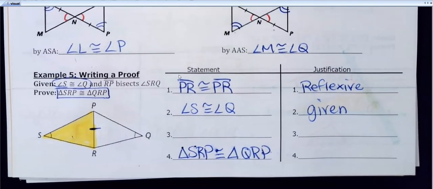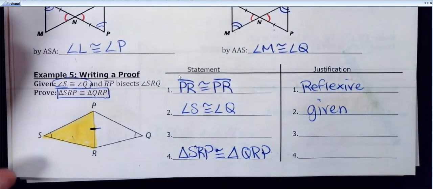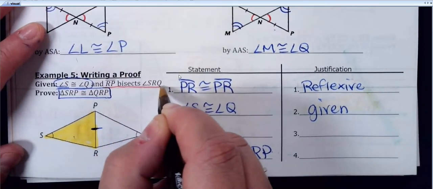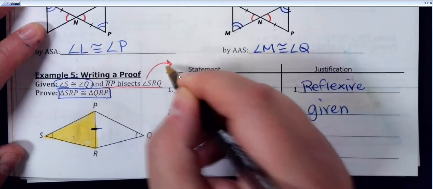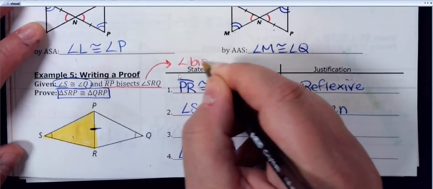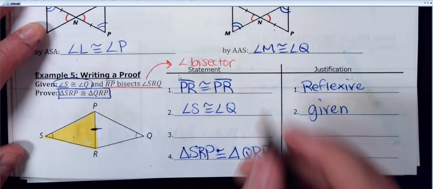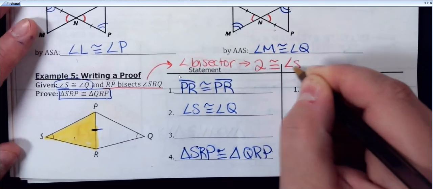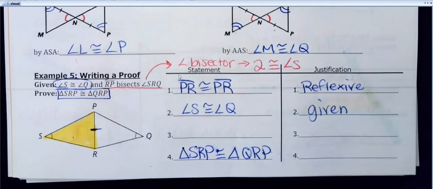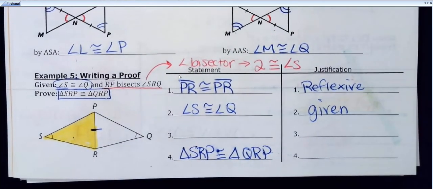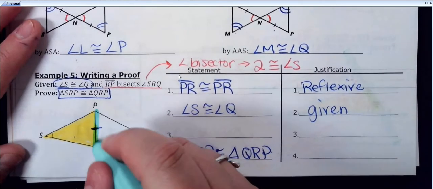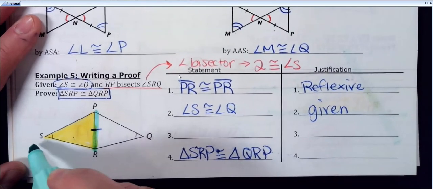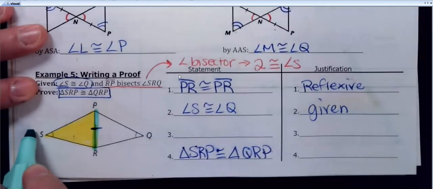Okay, now I don't think we've had this at all today. So it says RP bisects angle SRQ. If you have an angle being bisected, it's an angle bisector, what you are going to get from that is two congruent angles somewhere in that diagram. Okay, let me highlight what they're talking about. So they said RP, that would just be that line right there, bisects angle SRQ.